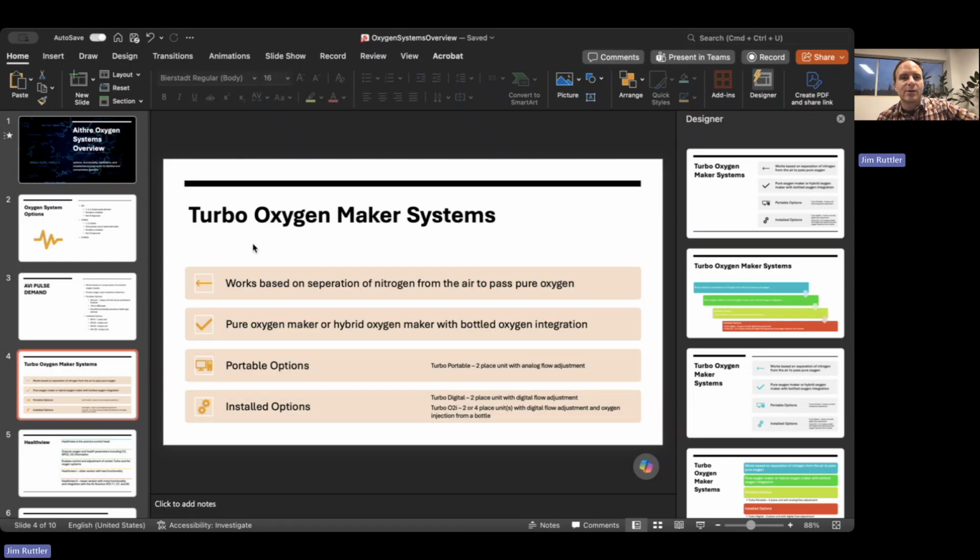So how do they work? They work based on separation of nitrogen from the air and to pass pure oxygen. There's a zeolite columns inside the turbo oxygen maker, and we pressurize the air, flow it through the zeolite mineral, and under a particular flow rate and pressure, it will yield nearly 97% on the high end of oxygen output. On the low end, 93%. Over the course of a couple of years, you'll see that concentration begin to decrease into the 80s.